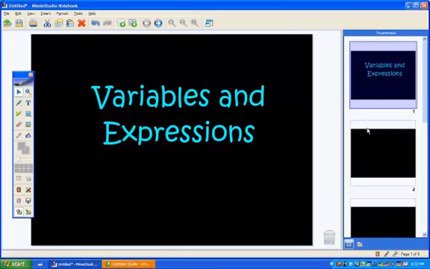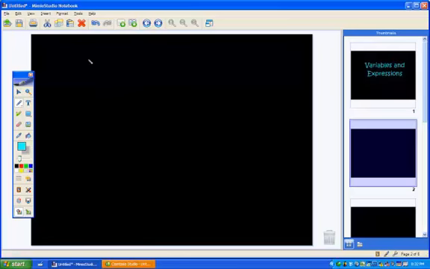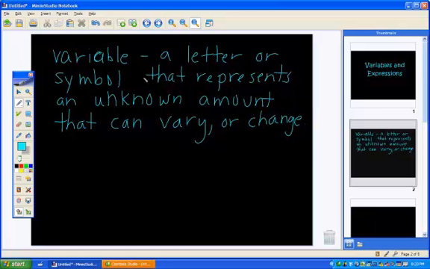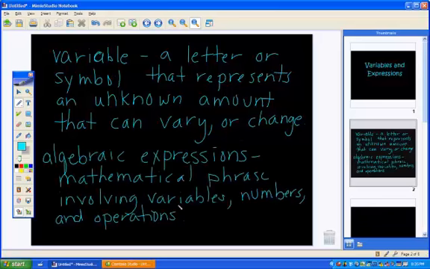Variables and expressions. Today we're going to actually look at algebraic expressions. So to get started, a variable is a letter or symbol that represents an unknown amount that can vary, and that's where the word variable comes from. It has the word vary in it, and vary just means to change. So when you're doing algebraic expressions, you're going to see some variables, which we'll be using letters. You're going to see numbers just like in regular expressions, and our four operations, which are addition, subtraction, multiplication, and division.